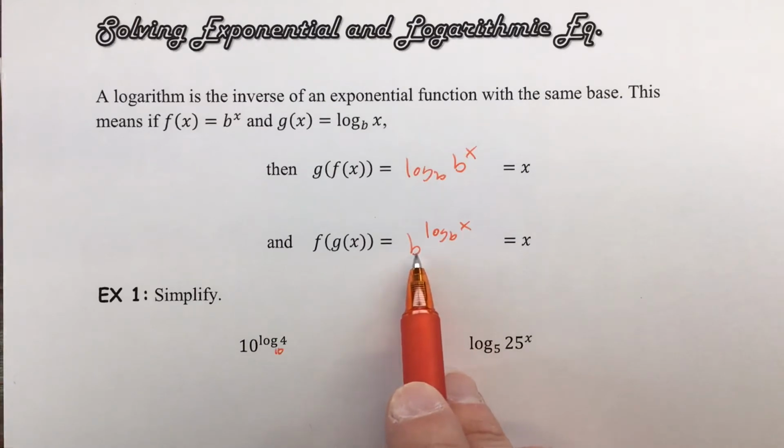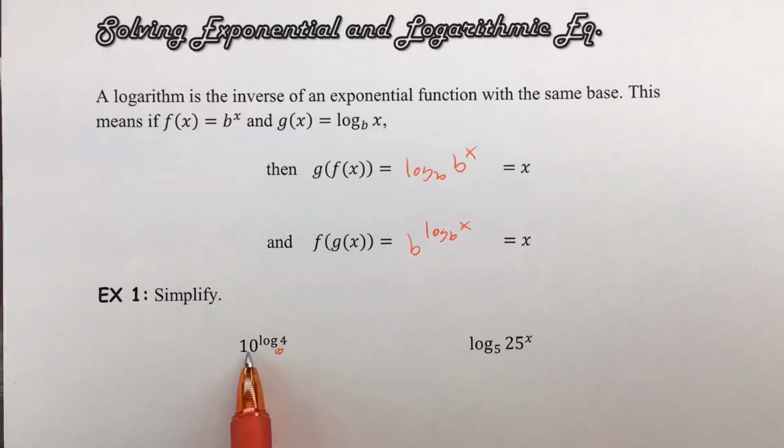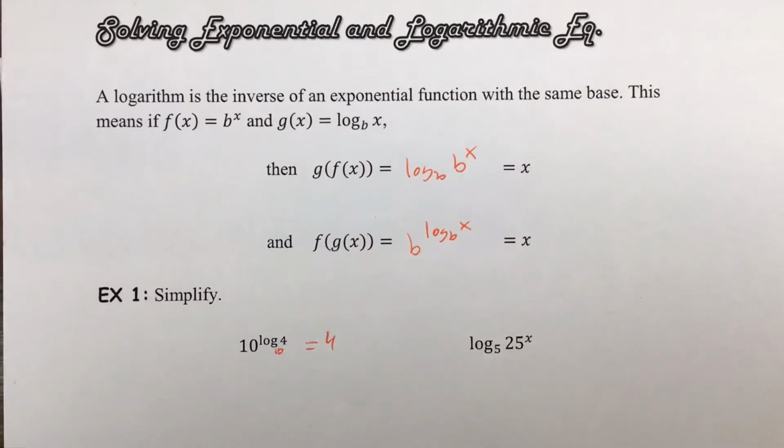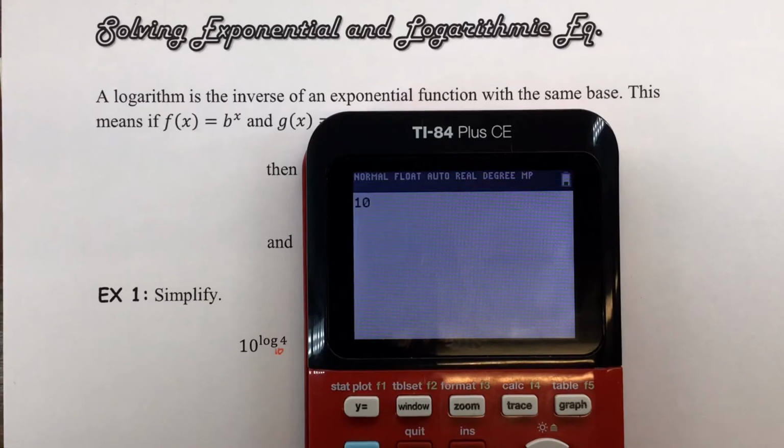This b is the same b that we have here. We've got the 10, we've also got the 10 there. So all of this is going to cancel out and just give us back 4, which we can verify in a calculator. We're going to take 10 and raise it to log base 10 of 4, and we get back 4. We could also type this as 10 raised to the log of 4, same thing because that would be base 10.